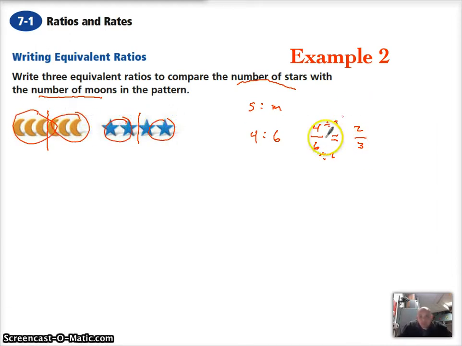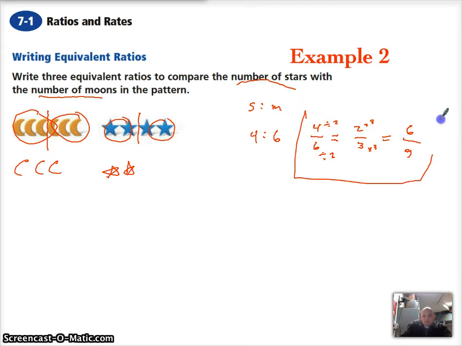Another direction we could go is we could add another couple stars, and in so doing, we'd have to add the same amount of moons. Our ratio now changes to 1, 2, 3, 4, 5, 6 stars for 1, 2, 3, 4, 5, 6, 7, 8, 9. 6 stars for every 9 moons. And how did we get there? Well, we just multiplied top and bottom by 3 here, just like a fraction.